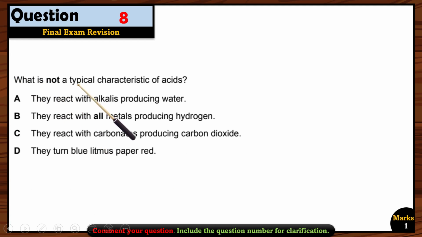Question 8. What is not a typical characteristic of acids? They react with alkalis producing water. Yes, right. They react with all the metals producing hydrogen. This is not right. They react with the metals, but not all the metals react with the acids. For example, copper does not react with the acid to produce hydrogen. So that's why option B is not right.